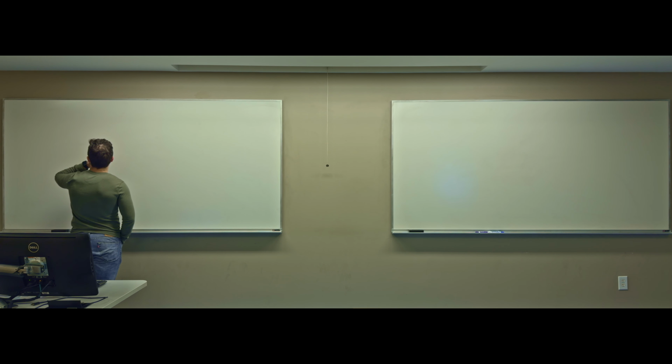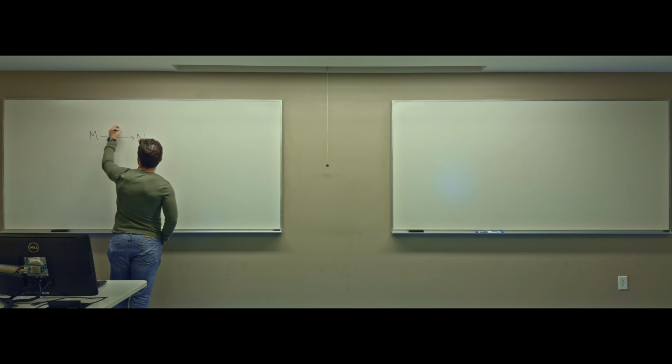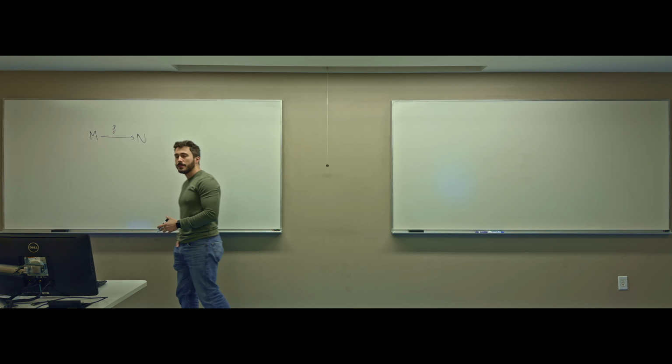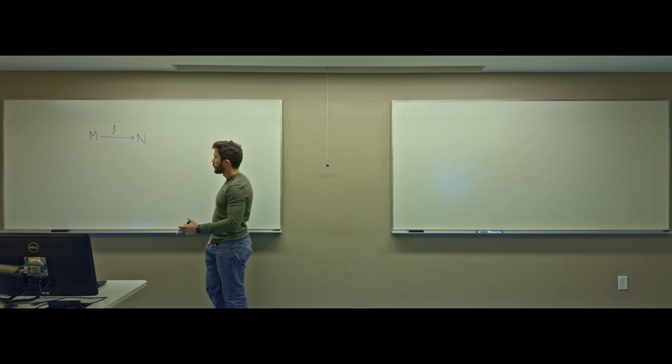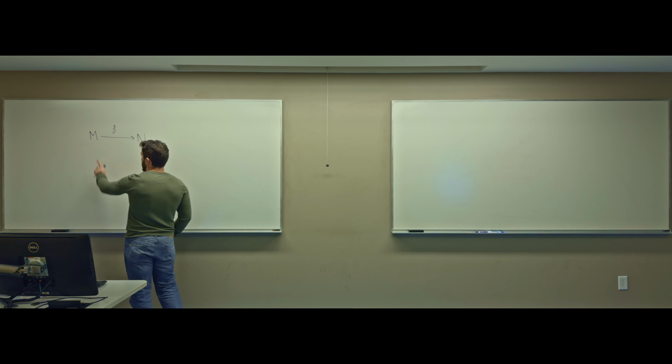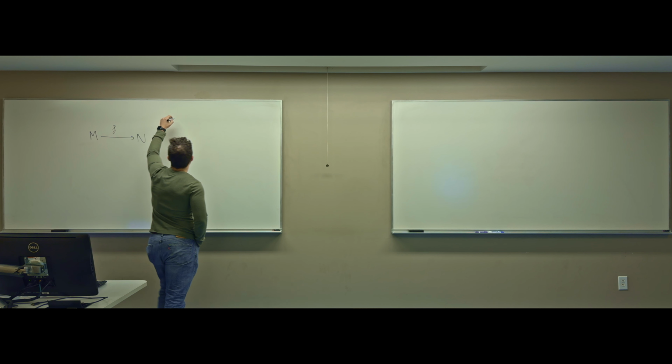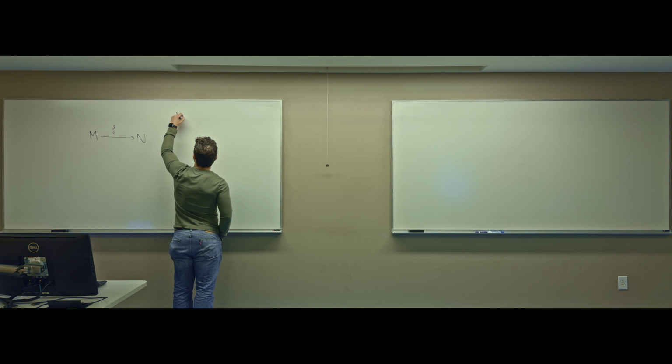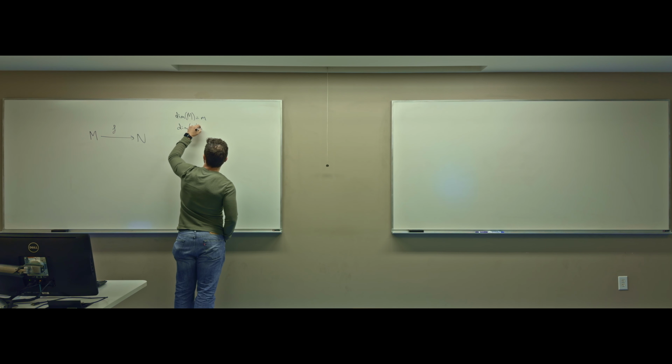So if you've got a function from M to N, call this f, and it's a smooth map. M and N are both smooth manifolds. Namely, this is dimension m, this is dimension n. Just distinguishing the dimensions of each of these manifolds.